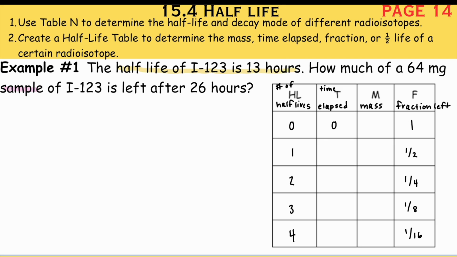The half-life of iodine-123 is 13 hours. How much of a 64 milligram sample of iodine-123 is left after 26 hours? The first bit of information is the half-life. It says 1 half-life for iodine-123 is 13 hours, so you're going to put 13 hours in this box, right next to where it says 1 half-life. After 1 half-life, 13 hours has passed. It also says that we have a 64 milligram sample to start. For our starting mass, we're going to put that on the top in our mass column, when we have 100% of our sample before any time has passed.